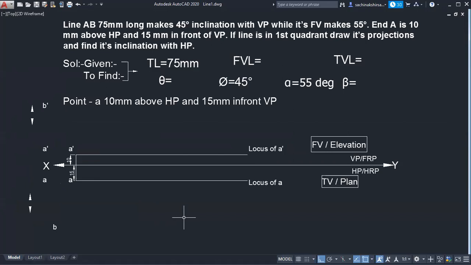Okay, so I have located both the points A dash and A. So what to do next now? Locus of A dash I have drawn, locus of A I have drawn. Now what to do? Who will tell first? Angle. To take this alpha angle. Alpha is 55 degrees.